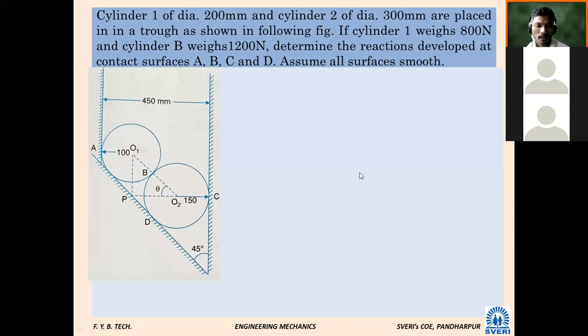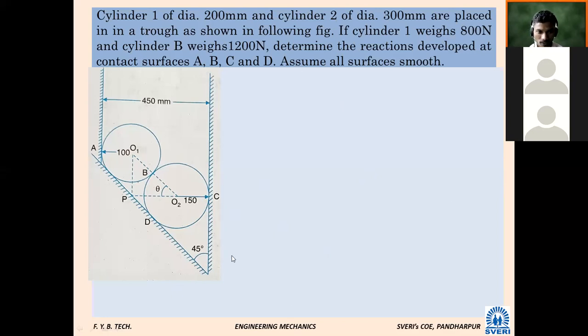It means we are neglecting friction. You might be knowing friction. So what is the meaning of smooth surfaces? We should neglect the friction. We are going to see what friction is. In this case, intentionally it is mentioned that surfaces are smooth, meaning we are supposed to neglect friction.